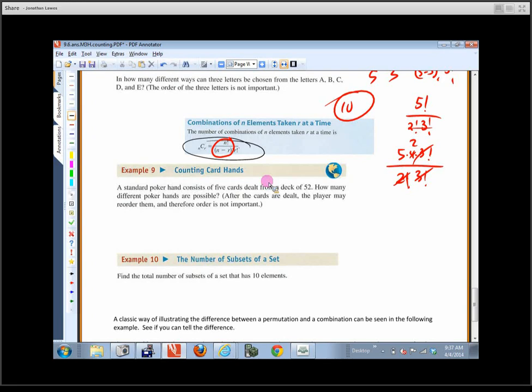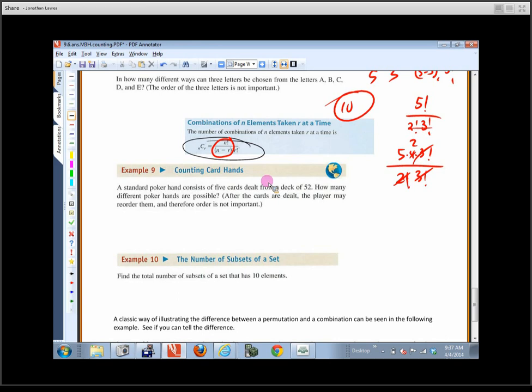So think about when you play cards. Does it matter what order you put them in your hand? If you take them in your hand and you rearrange them, don't you still have the same hand? So does order matter? Doesn't make a hill of beans difference. Is this a combination or a permutation?